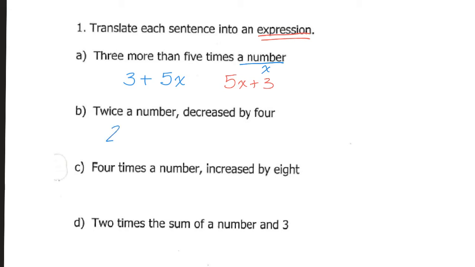Twice a number means 2 times a number, and I'm just going to pick a different variable here just for some variety, so I'll say like y. Now it says decreased by 4. So decrease it by 4. There we go. Also make a note that 4 minus 2y would not be an equal translation. I'm going to get rid of that cross out for a second so we can see. That would be a statement that would say 4 decreased by 2 times a number. That would give us a different statement.